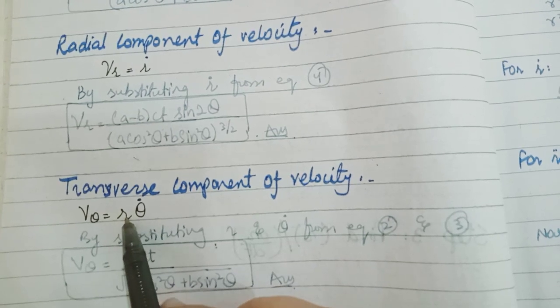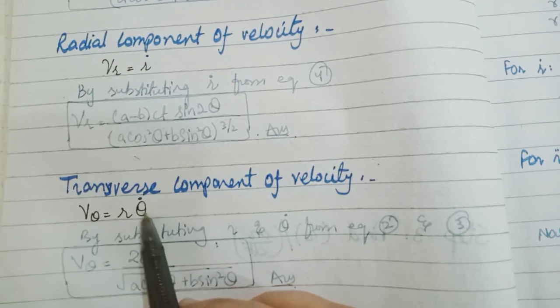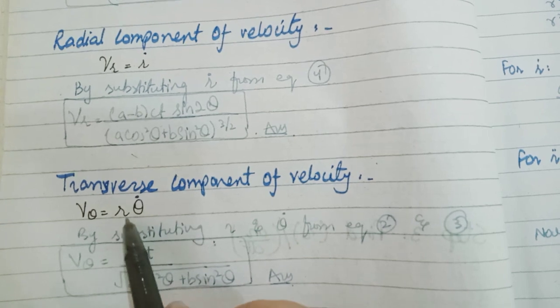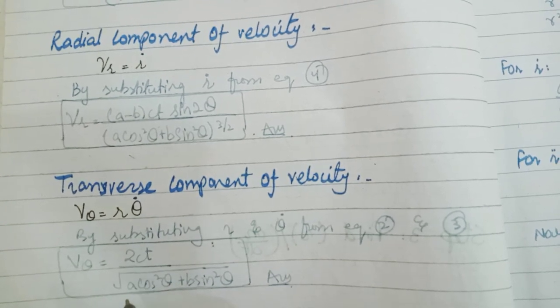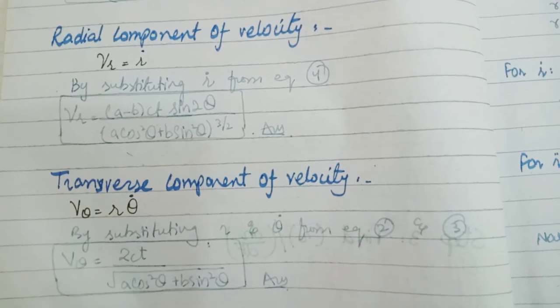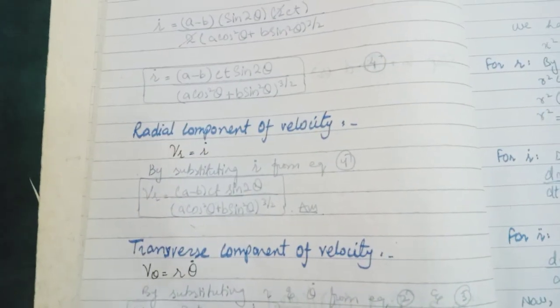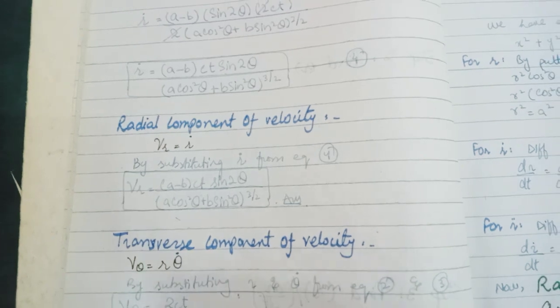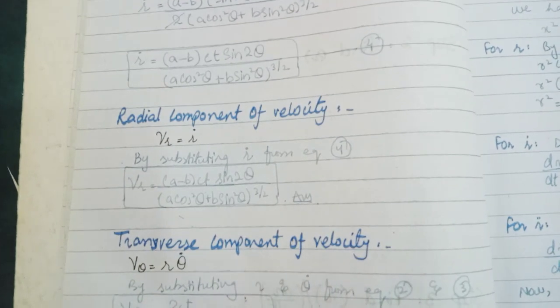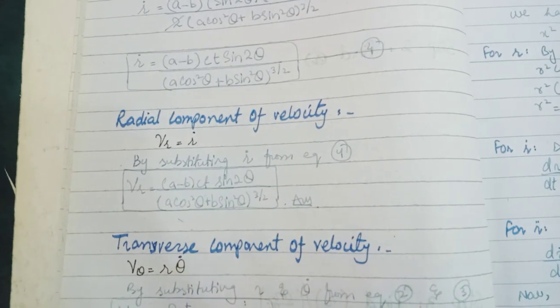We know the value of r and we already know the value of theta dot. The value of theta dot was 2ct, and the value of r was 1 upon under root a cos square theta plus b sin square theta. So we have finally found the value of both the radial component of velocity and the transverse component of velocity. I hope that this question is clear to you. Thank you and Allah Hafiz.